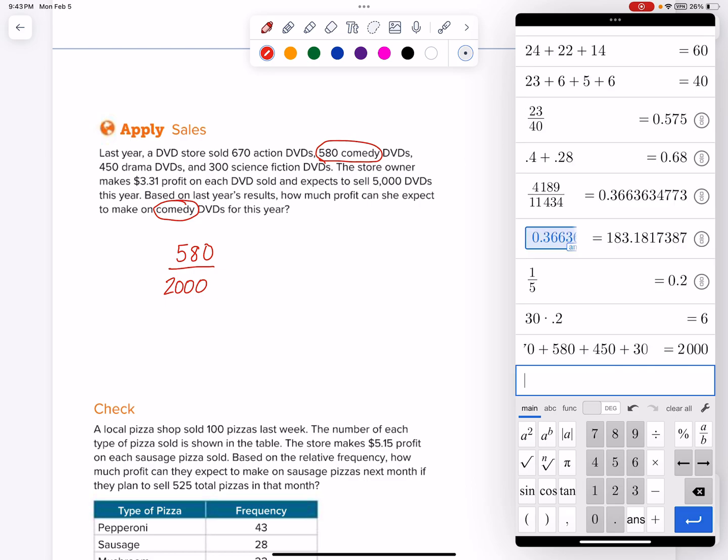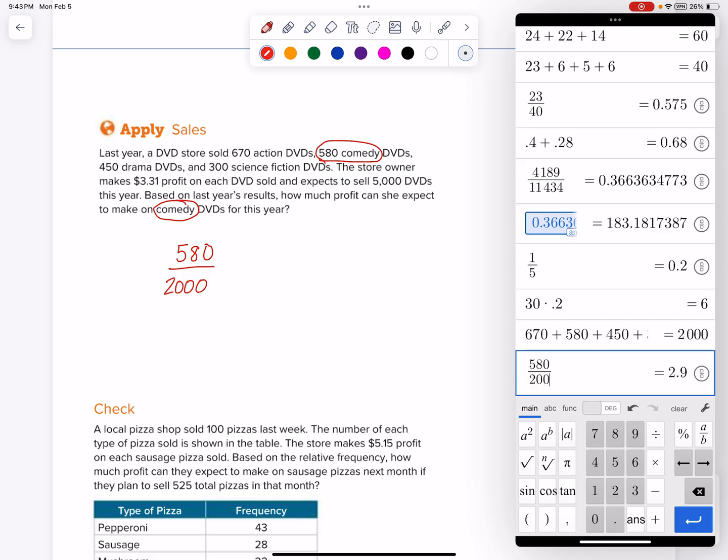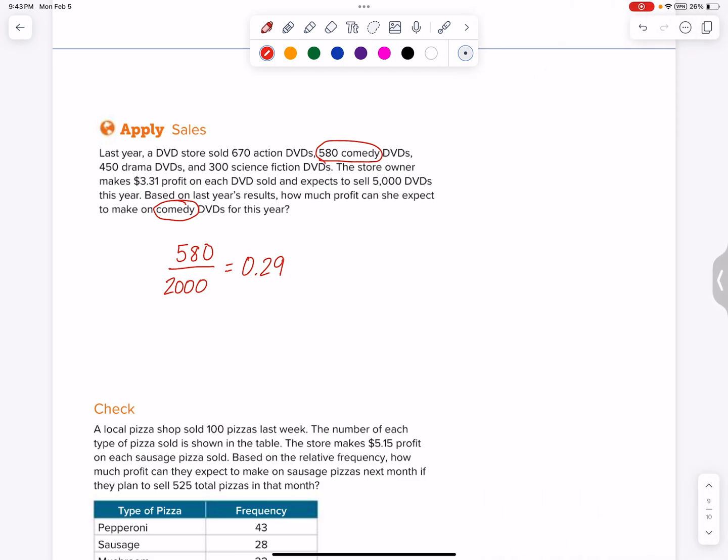Okay, so let's go ahead and get the relative frequency. How do we do that? We just divide and turn our fraction into a decimal. Okay, so we have our 580 divided by 2,000, simplified, turned into a decimal, and we have 0.29 as our relative frequency, which is 29% of the DVDs were comedy. But we're going to keep it a decimal to do the math work because we don't use percents to do math work. Okay, so let's go ahead and set up your proportion because we want to predict the 5,000 instead.